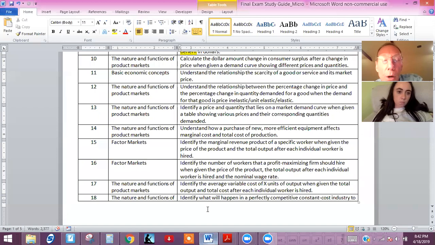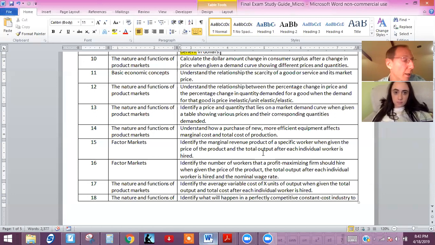Okay. Factor markets. Where are we? So this is another table one, I think. Yeah, where we want to identify the marginal revenue product of a specific worker when given the price of the product and the total output after each individual worker is hired. So what that means is, if we know what the output sells for, right?